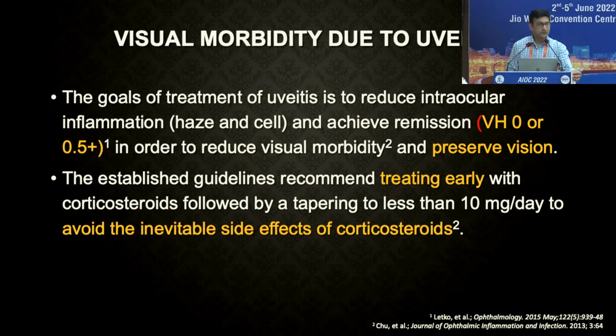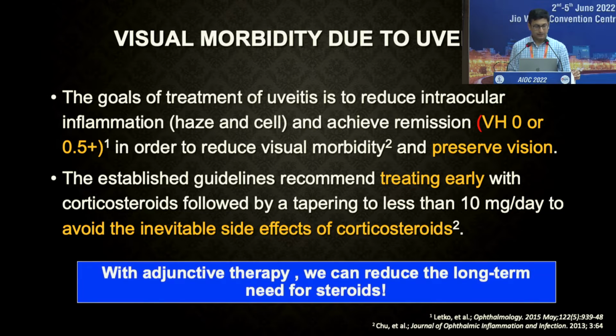It's always our goal to preserve vision in patients with uveitis by decreasing the level of vitritis and also the cystoid macular edema. Of course, all the established guidelines talk about early treatment, and our goal eventually in patients who have chronic disease is to reduce corticosteroids to at least less than 10 milligrams per day. So with adjunctive therapy, especially intravitreal and local therapies, we can actually reduce the long-term need for steroids.